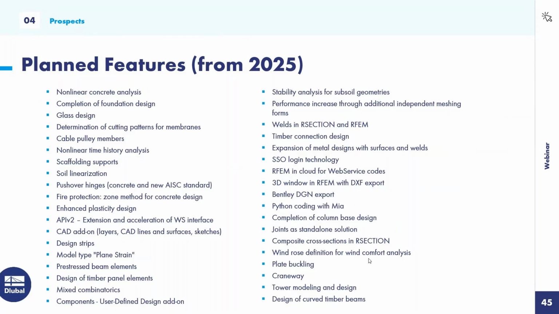Wind rose definition for wind simulation analysis. It's a description of wind depending on direction. Plate buckling will be implemented. Crane runway, you can integrate a crane runway girder directly into the RFEM 6 model. Then the tower modeling and design will be a new add-on, and it will be possible to design curved timber beams.